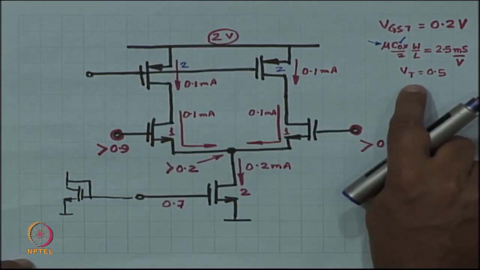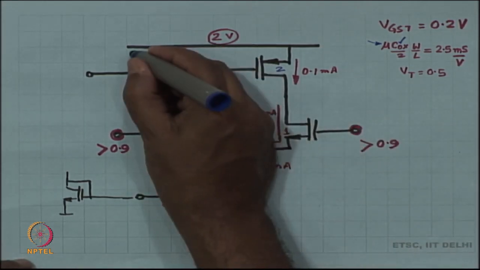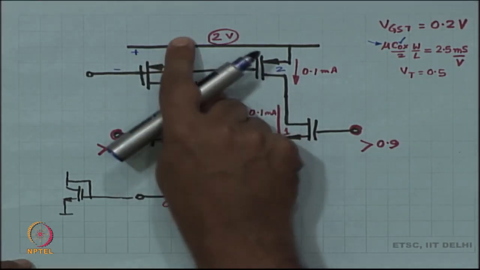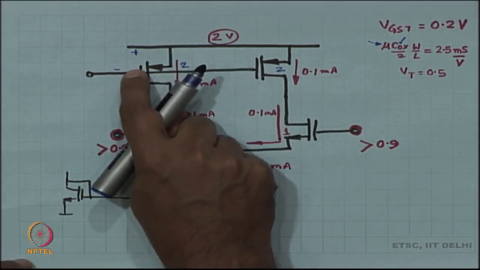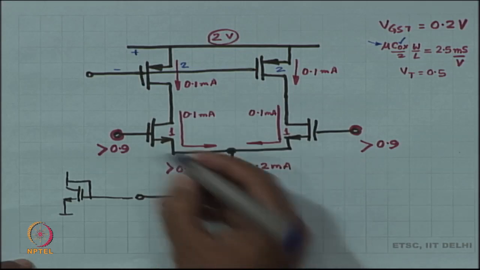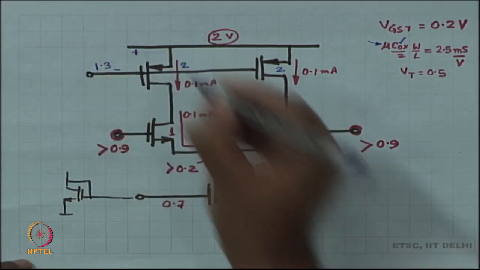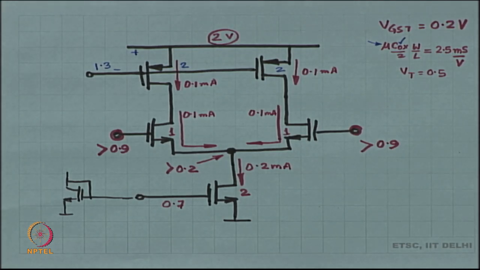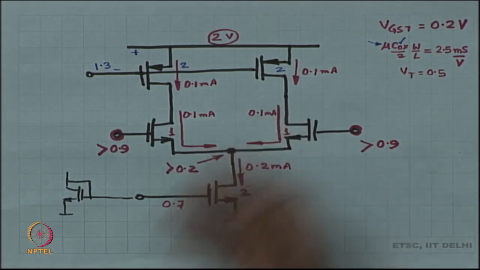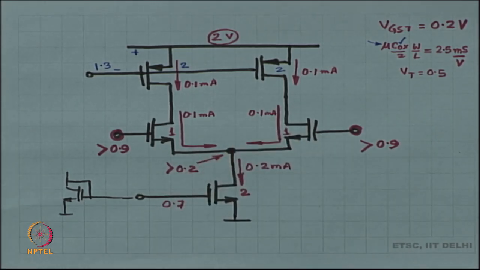So, if VT of the PMOS is also 0.5, then that means that I need a drop of 0.7, VSG has to be 0.7, which means this node has to be at 1.3 roughly. Okay, and it all depends on all of these various assumptions that we have made in our calculation. Now, how are you going to make that 1.3 volts? With a voltage source, with another battery?